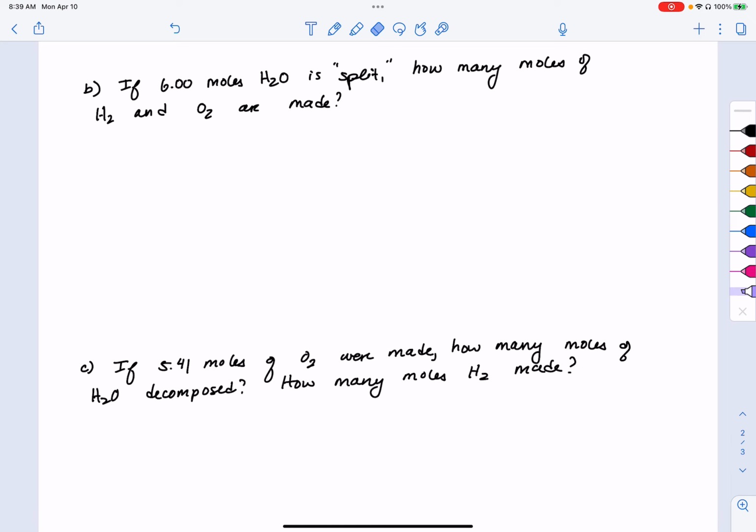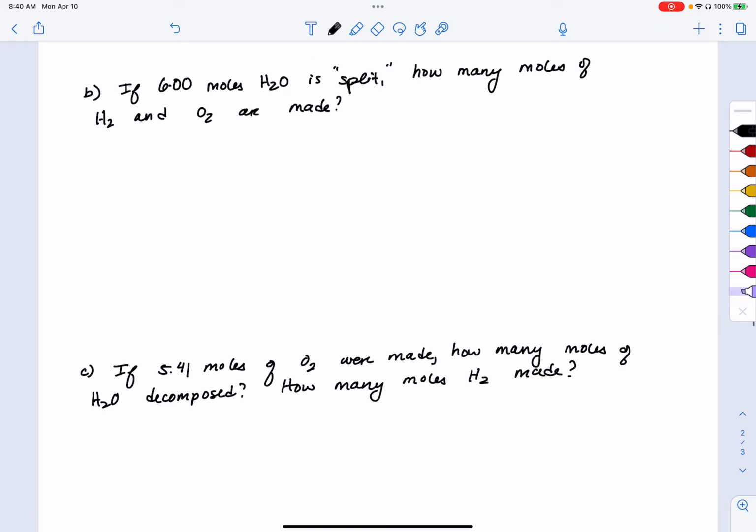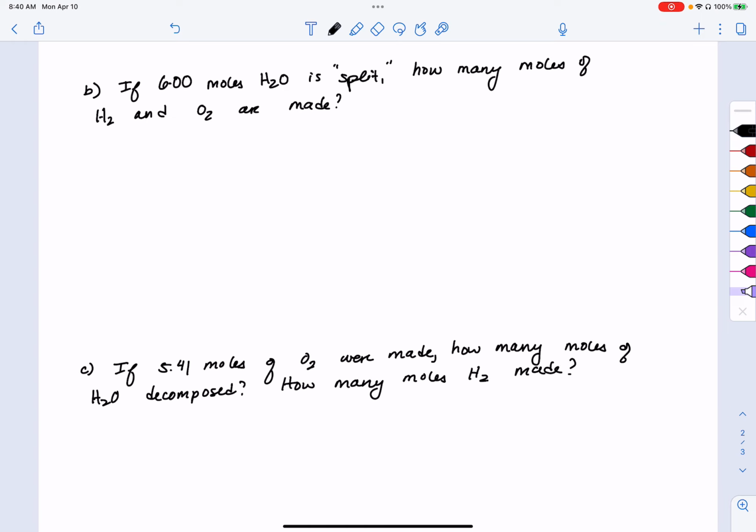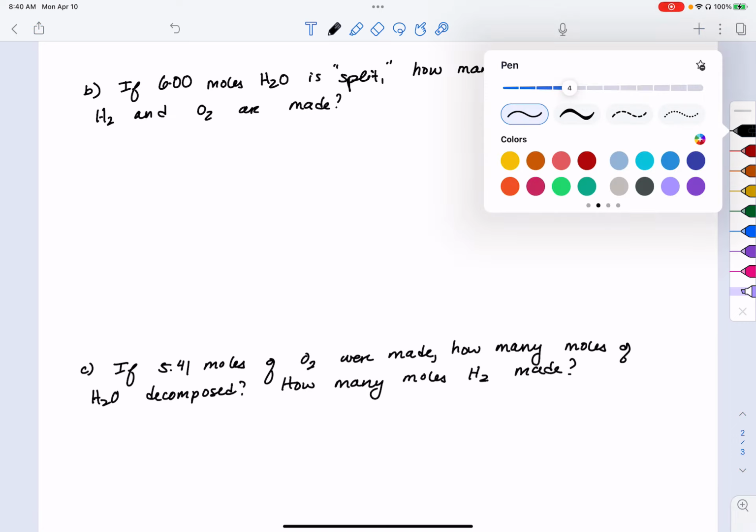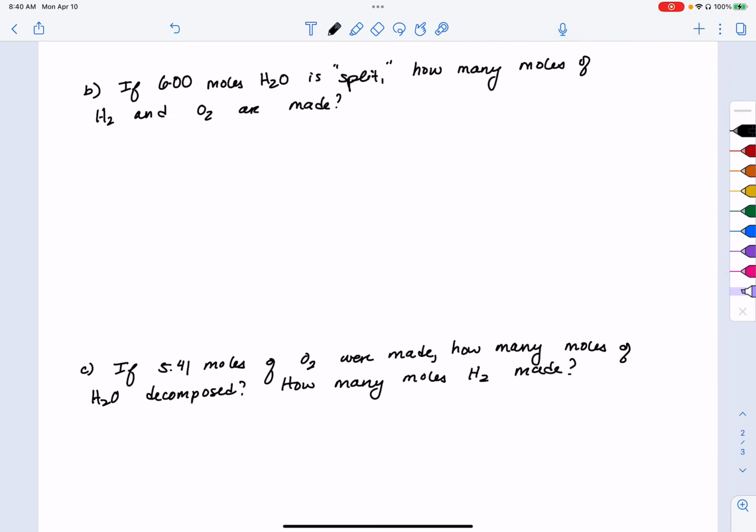Okay, let's see if we can't apply this to another example. So same reaction, same recipe. Now we just got a different pantry. So if 6 moles of water is split, how many moles of products are made? So just for our benefit, so I'm not swiping up and down, we know that it took 2 moles of water to decompose into 2 moles of hydrogen gas and 1 mole of oxygen gas.